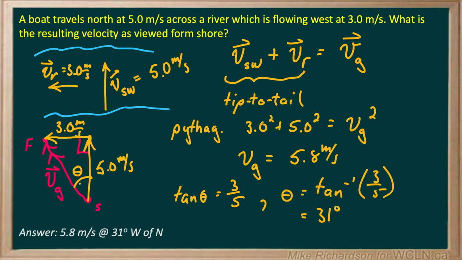And you can see the direction. It's swinging to the west from the north line. So it's 31 degrees west of north. So my overall answer is 5.8 meters per second at 31 degrees west of north.